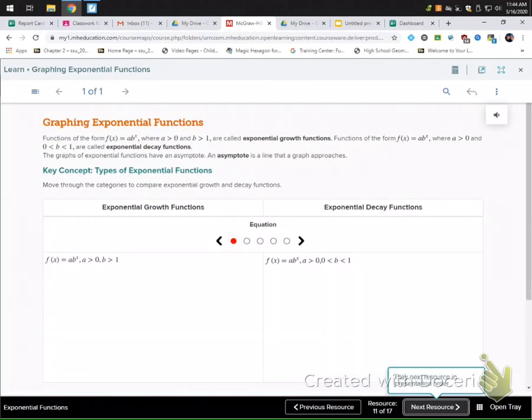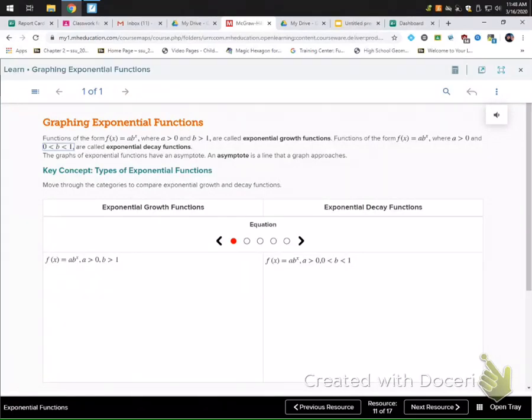Okay, and next, graphing exponential functions. So functions of the form f of x equals a times b raised to the x power, where once again a must be greater than 0, and b must be greater than 1. These are called exponential growth functions. Where b is greater than 1, it's an exponential growth function. When a is greater than 0 and b is somewhere in between 0 and 1, this is called an exponential decay function.